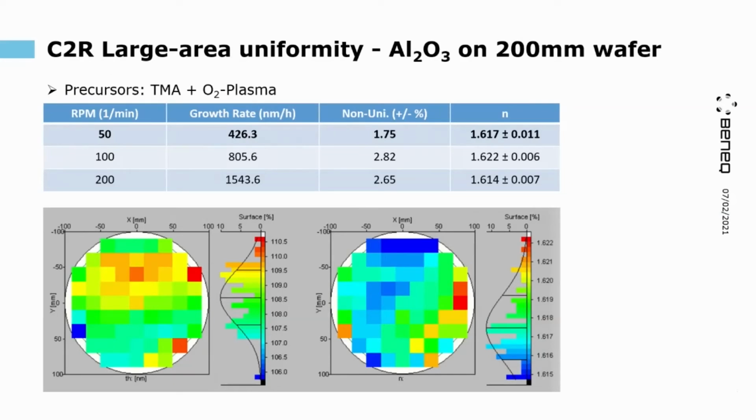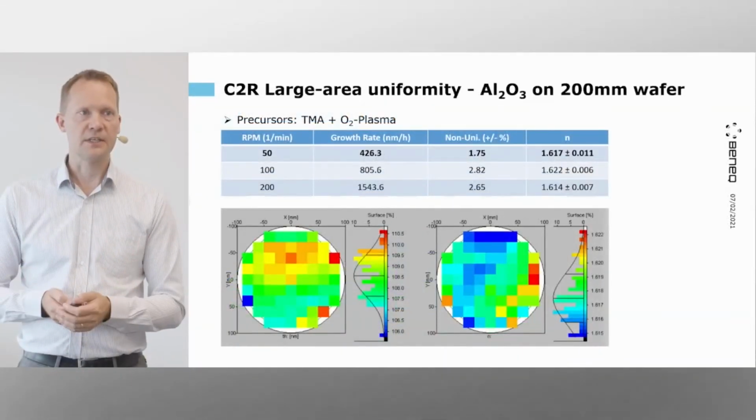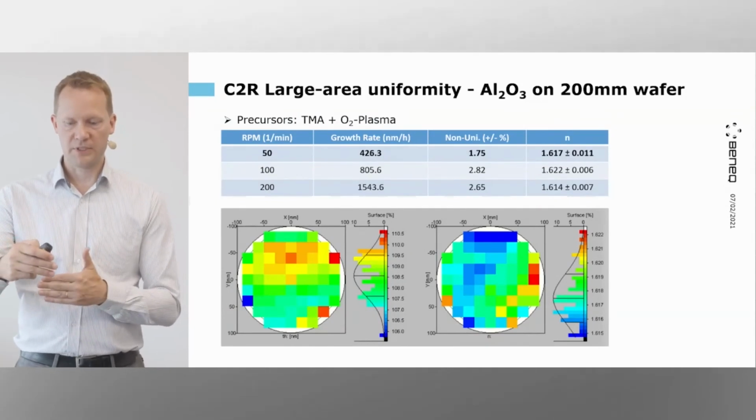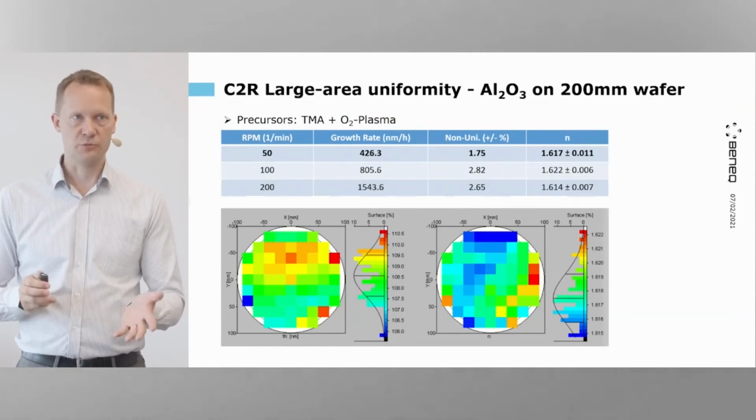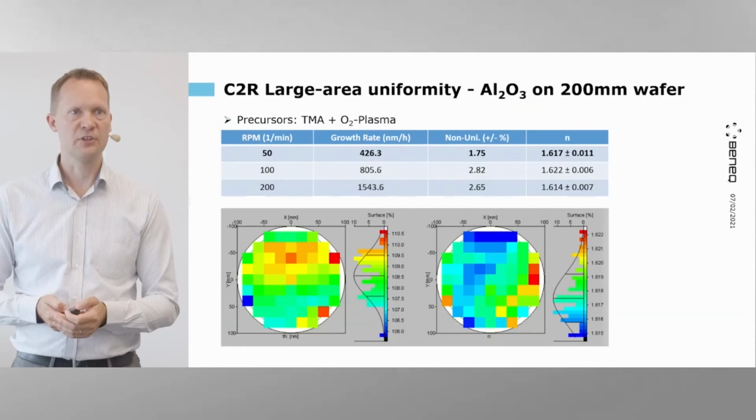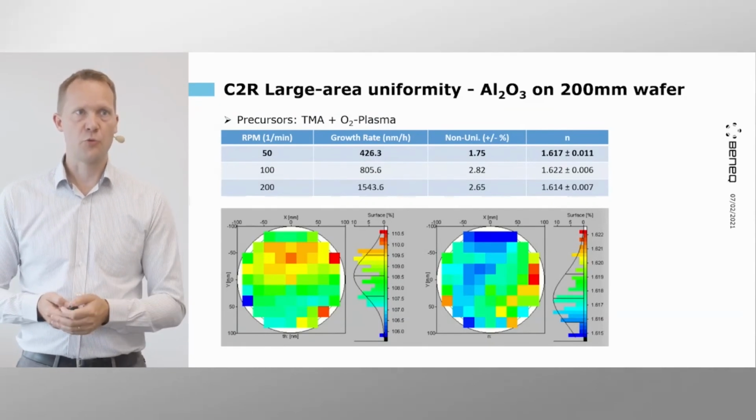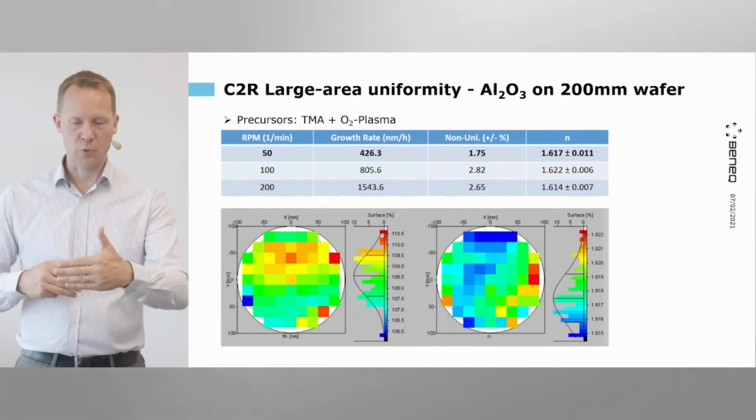Another critical question here is how uniform can the process be on the large scale? So we know that we can make stacks on small samples, but how about larger? Here we use a 200 millimeter wafer as a large area substrate, and we see that depending on the RPMs, so the speed, we can reach a non-uniformity over the wafer somewhere around the 2% range, which would mean about 1%, 1 sigma uniformity. But we are at around 2% uniformity over the whole wafer.